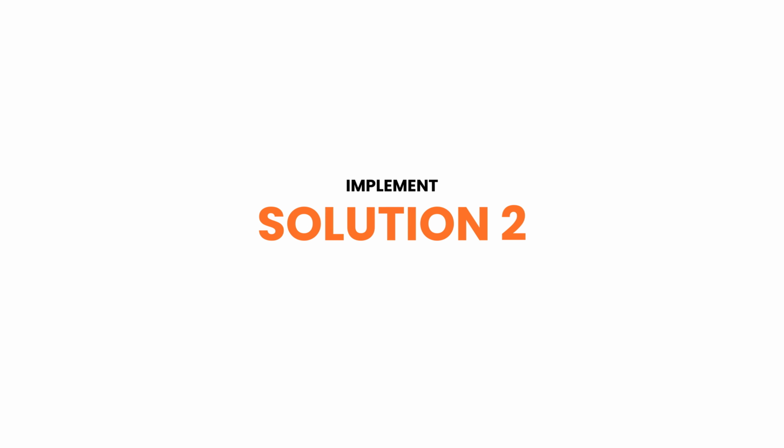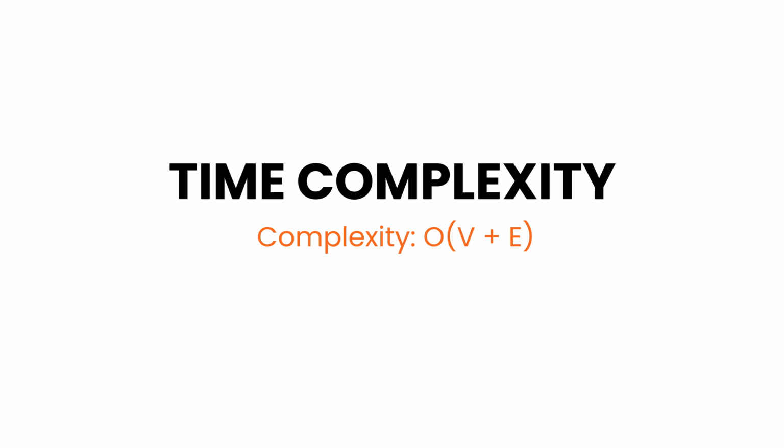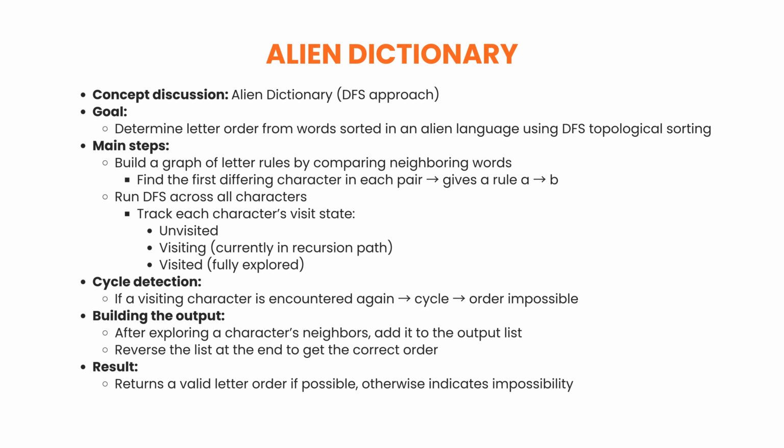Let's try to implement it using solution 2. Time complexity, O(V plus E). The concept discussion. This DFS-based solution still builds a graph of letter rules, but instead of using a queue, Kahn's algorithm, it uses DFS topological sorting.